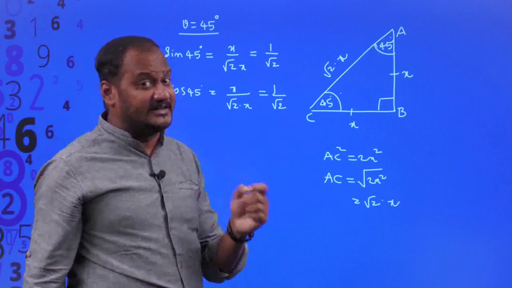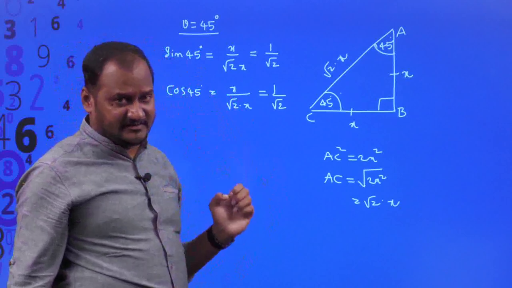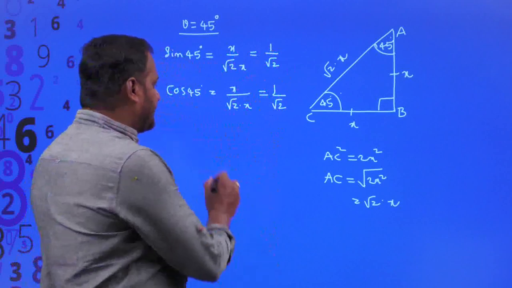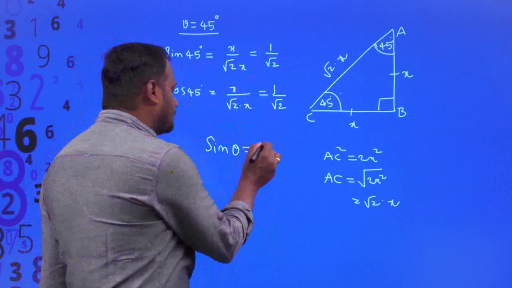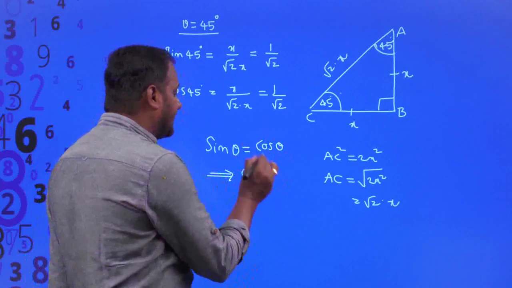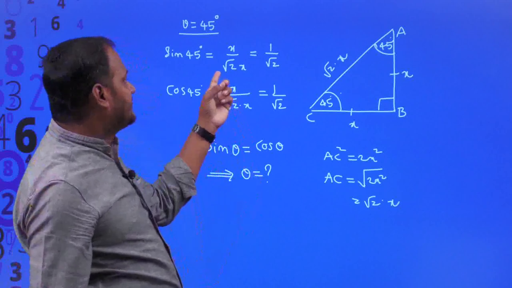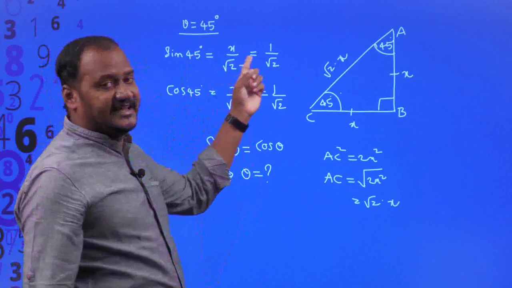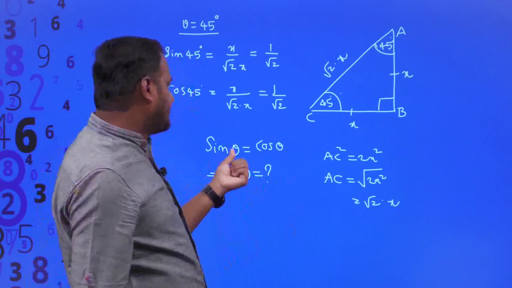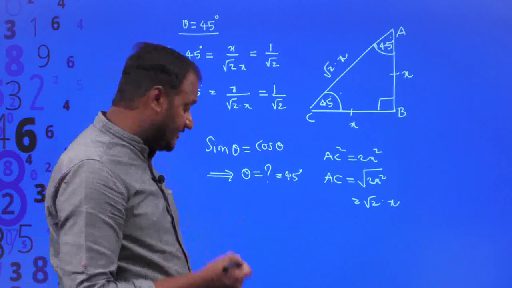We can understand one simple result here, a simple relation between sine and cos. Sine 45 is equal to 1 by root 2, cos 45 is also equal to 1 by root 2. Suppose I have a question: if sine theta is equal to cos theta, then what can you infer about theta? At which angle are sine as well as cos both equal? You can understand easily that at 45 degrees sine and cos both are equal, because sine 45 is exactly equal to cos 45 degrees. Therefore, if sine theta is equal to cos theta, then theta is equal to 45 degrees. Okay, you will have to remember this.